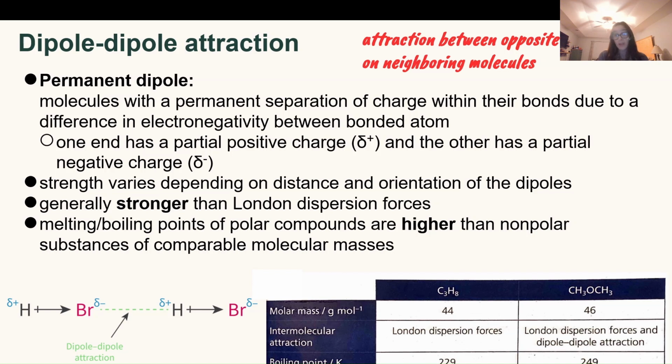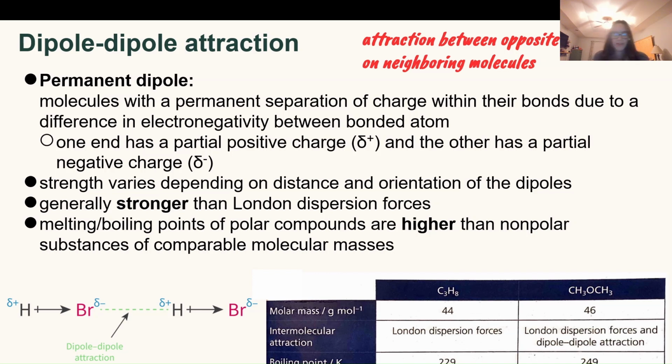Remember, hydrogen bonds are special. They have to be either nitrogen, oxygen, or fluorine. Any other atom is going to cause a dipole-dipole attraction. So the strength of these are going to vary depending on the distance between the molecules as well as the orientation of the dipoles. Generally, these are going to be stronger than the London dispersion forces, which is the weakest type of intermolecular force. So the strongest is hydrogen bonding, then dipole-dipole, then dipole-induced dipole, and lastly, London dispersion.